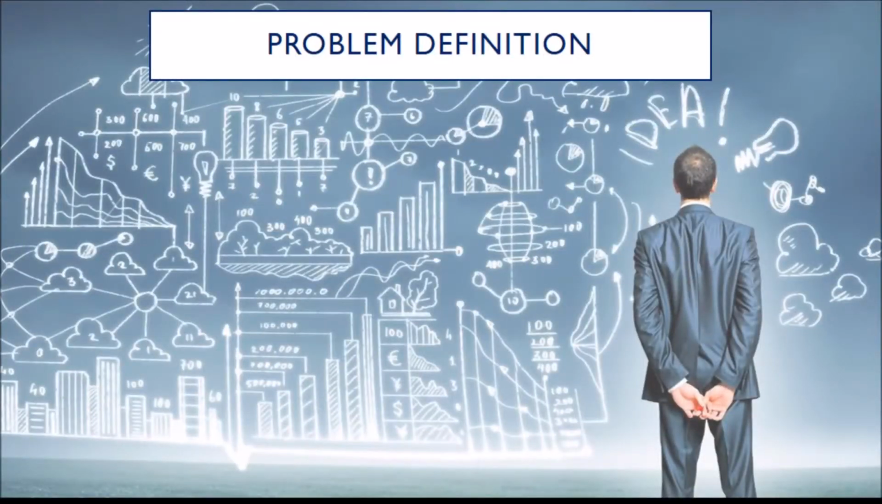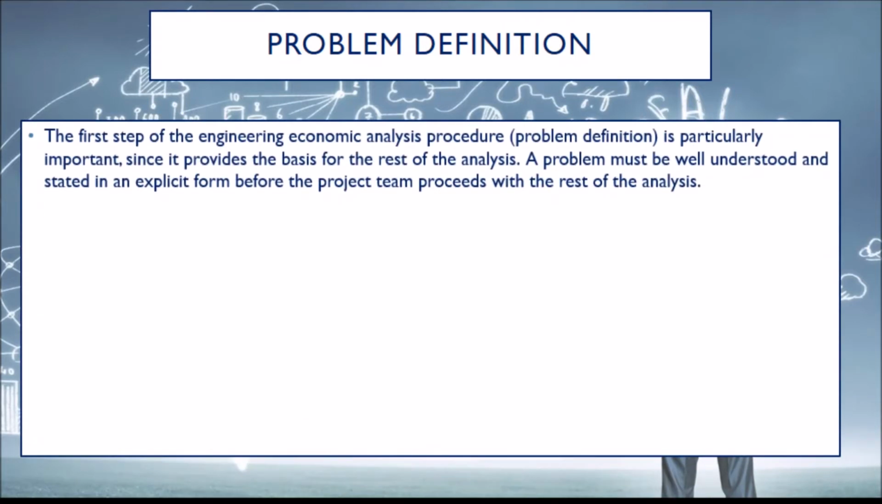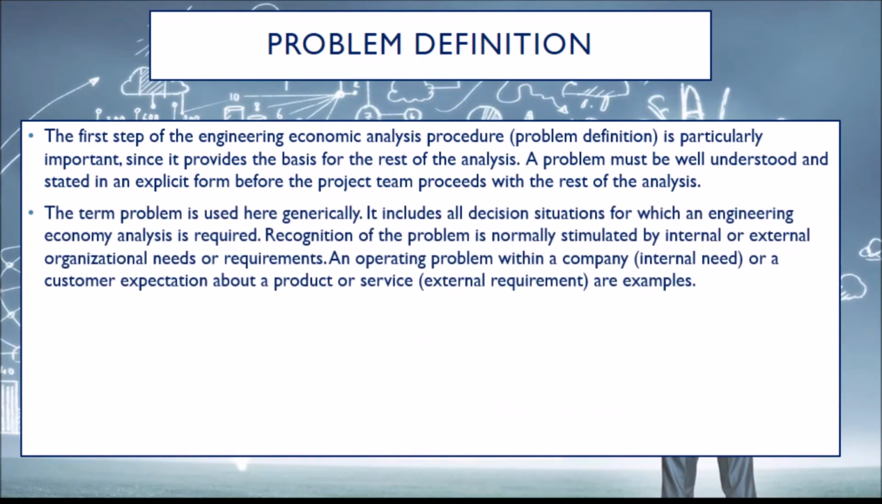Problem definition. The first step of the engineering economic analysis procedure is particularly important since it provides the basis for the rest of the analysis. A problem must be well understood and stated in an explicit form before the project team proceeds with the rest of the analysis. The term problem is used here generically. It includes all decision situations for which an engineering economy analysis is required.